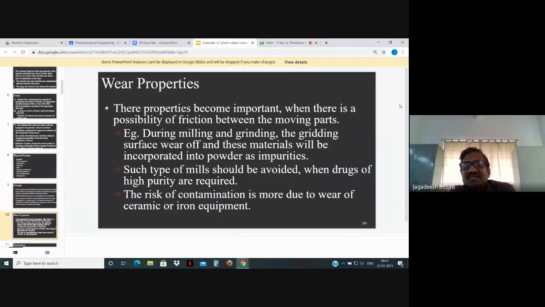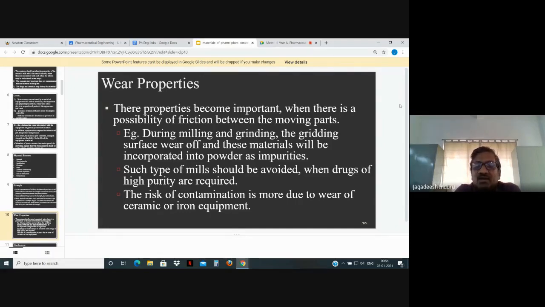The risk of contamination is more due to the wear of ceramic and iron equipment. Not only that, in the end runner mill and edge runner mill, we are going to use stoneware. In that, you are going to have silicon particles, and the powder is going to enter into our product. If it is an oral dosage form, no issue. If it is a herbal drug or an extract, we can compromise because we have some limits for that, if it is getting met. Otherwise, we should not use that stoneware in our particular process.